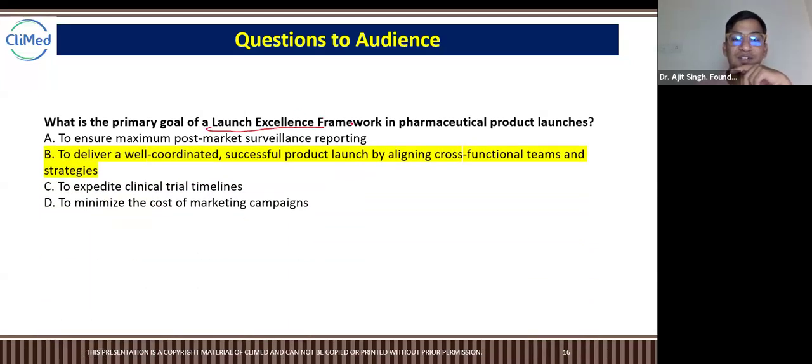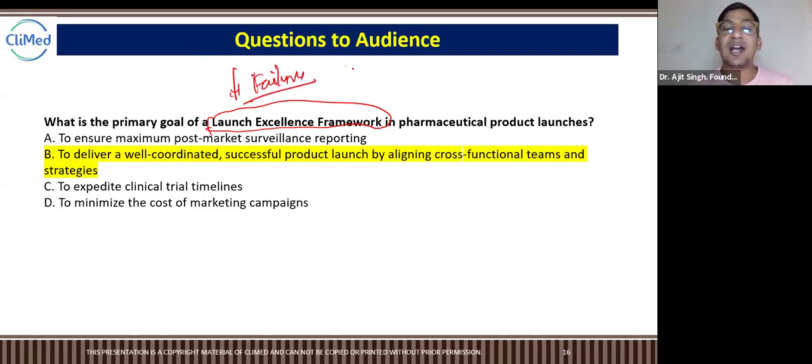The launch excellence framework is a kind of guideline or framework. Many companies have their own, or many companies hire consultants to prepare the launch excellence framework. Every company has launch planning, but how successful the launch will be, they have to get it through the launch excellence framework. Every company has a marketing plan and a launch plan, right? But to reduce the chances of failure, they create a committee, or they hire consultants from outside.